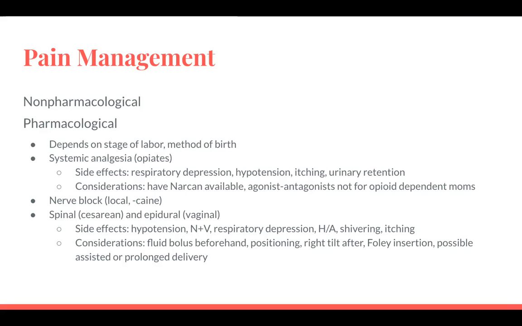So yeah, then there's nerve block. So then you have spinal, which is used for C-sections versus epidural, which is used for vaginal. Again, that hypotension, the respiratory depression, you have nausea and vomiting. You might want to give an antiemetic before if you know they might experience nausea and vomiting as a side effect from the medication. And considerations, you want to give a fluid bolus beforehand to try and prevent that hypotension before giving meds or epidural or anything.